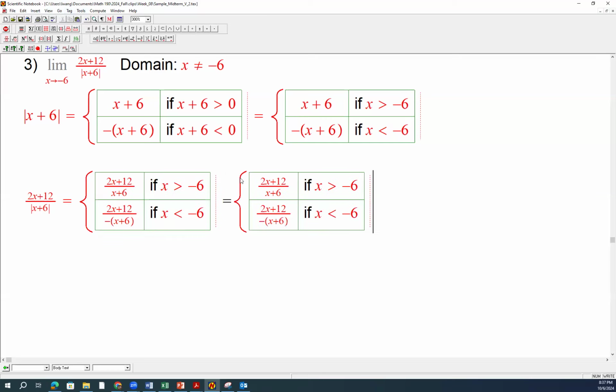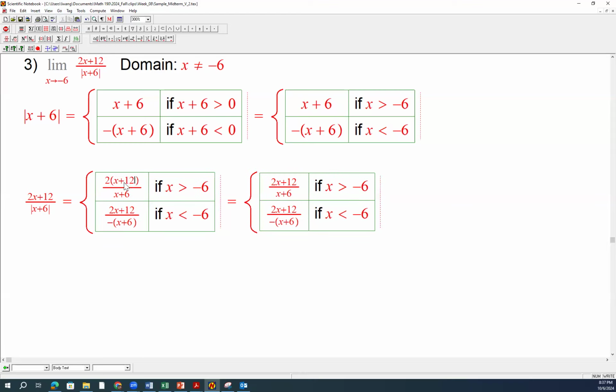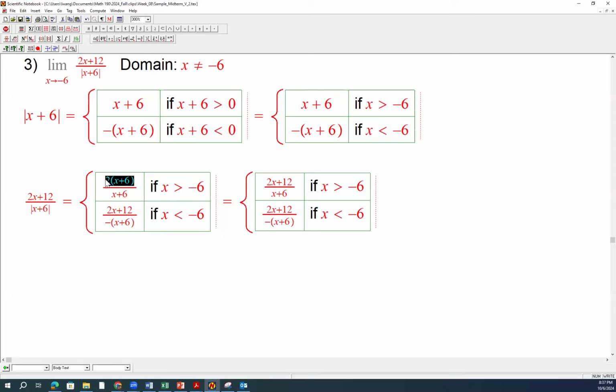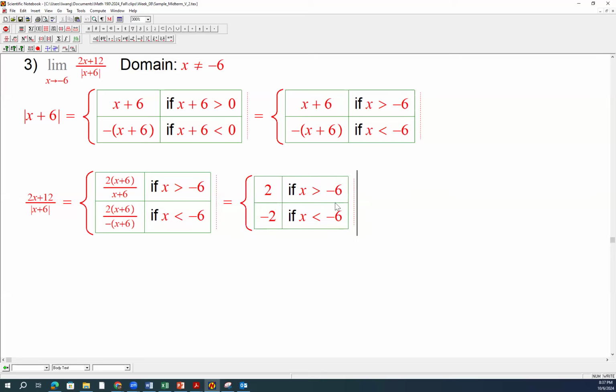So now the absolute value sign is dropped. We can reduce it because the top can be factored into 2 times x plus 6. There's no absolute value, so we can factor the top. As you can see, the reduction comes naturally. So this will be 2, and this will be -2.